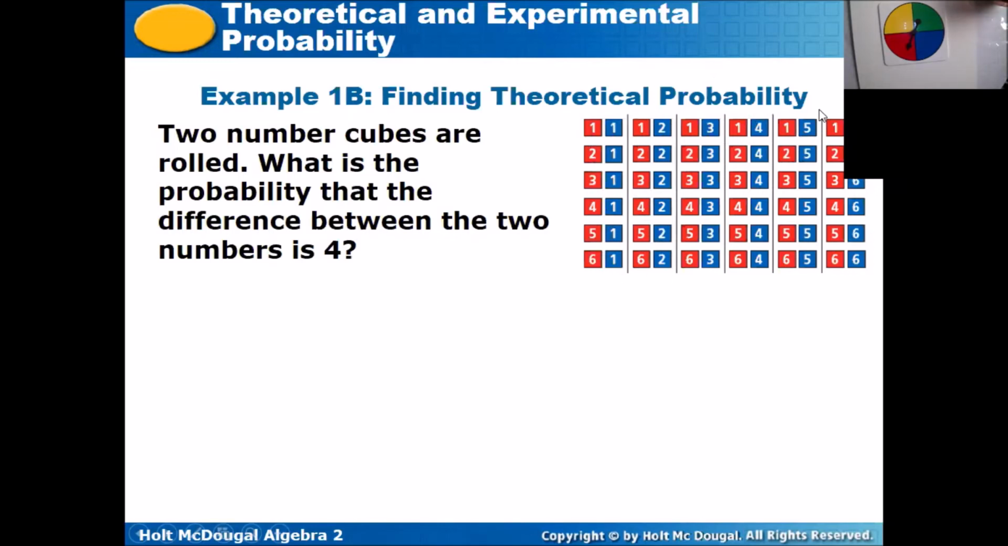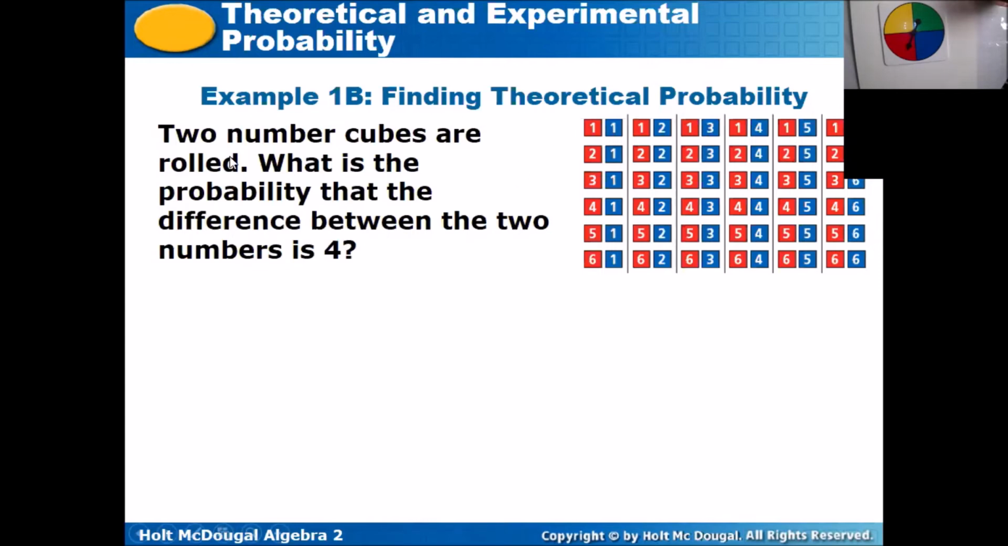So if we went from left to right here, we would have 6. And if we went top to bottom, we have 6. And 6 times 6 is 36. So anytime, you guys, you roll 2 dice, you're going to have a possible outcomes of 36, okay?